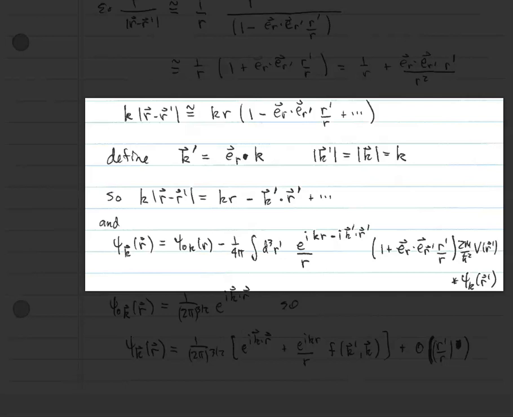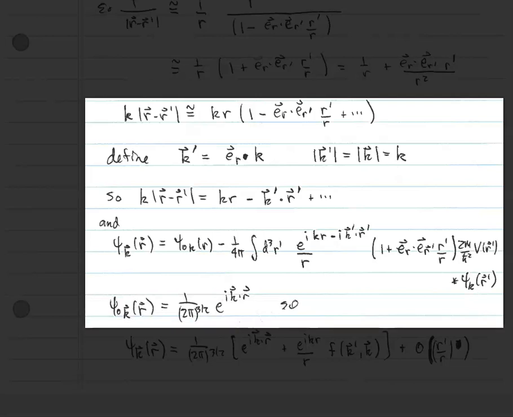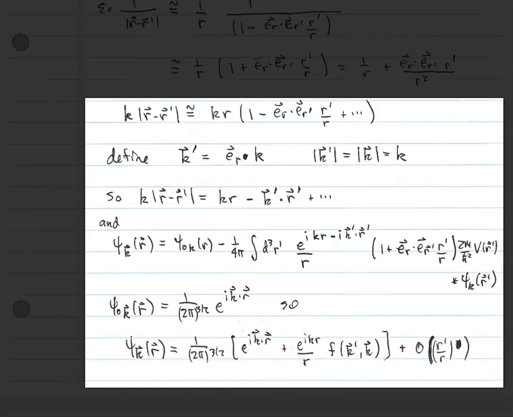Now we know that our unperturbed scattering wave is a plane wave. So ψ_0k(r) is 1 over (2π)^(3/2) e^(ik·r). And that means we can plug in for the ψ_k(r). We'll get 1 over (2π)^(3/2) times e^(ik·r) plus e^(ikr) over r. Note k·r and kr are not the same thing.